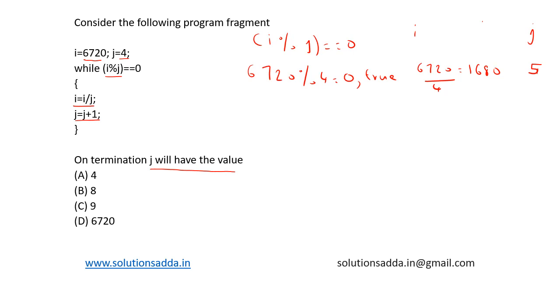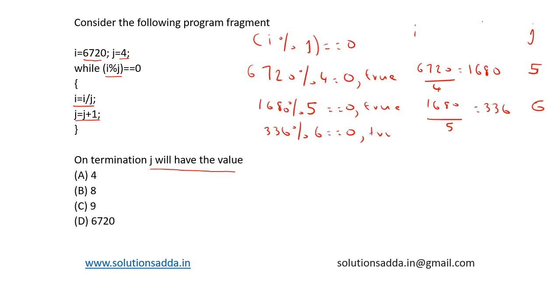Now we are having 1680 mod 5, which is also equal to 0. So this is true. Now we are dividing it by 5: 1680 divided by 5 is equal to 336, and j will be 6. Now 336 mod 6 is also equal to 0. So true. Now 336 divided by 6 is equal to 56, and j will be 6 plus 1, 7.